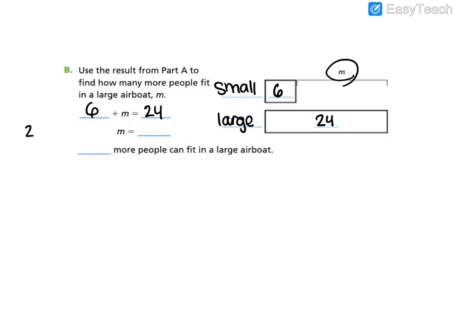We could rewrite that inverse operation. 24 minus 6 is going to equal M. We could also use different mental math strategies to add up to find what M would be. But go ahead and solve. And M is equal to 18. So we know 18 more people can fit in a large airboat than can fit in a small airboat.